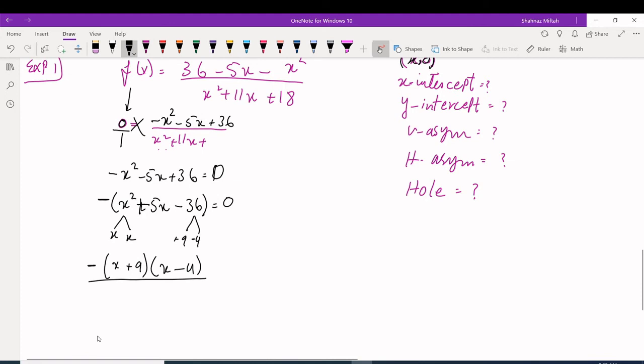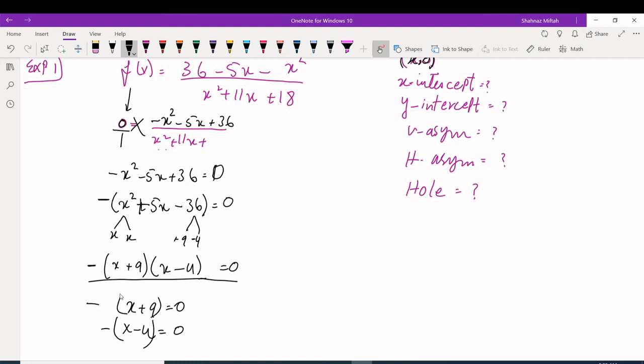And then I have this equal 0, right? Now what we can do, minus sign, leave it. I'm going to go x plus 9 equals 0, and I'm going to go x minus 4 equals 0, right? So if I do that, I know I'm going to get x equal, okay, like this, right?